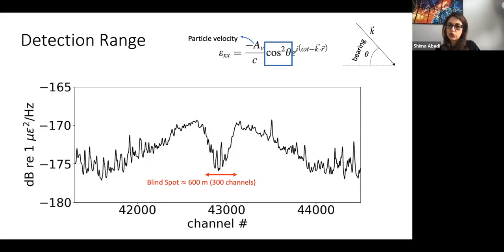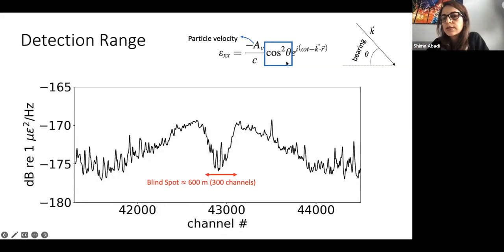Talking about detection range, what I'm showing here is the energy in the band where we expect to see shipping noise for different channels. This shows channel number versus the spectral level. And this region is the blind spot. It's about 600 meters or 3,000 channels where we can't hear shipping noise. But right after that, the energy goes up and then gradually decreases.